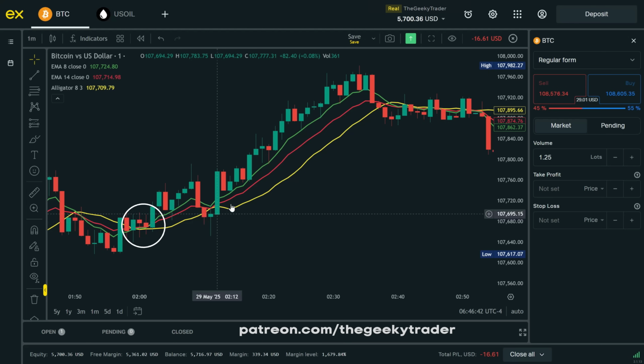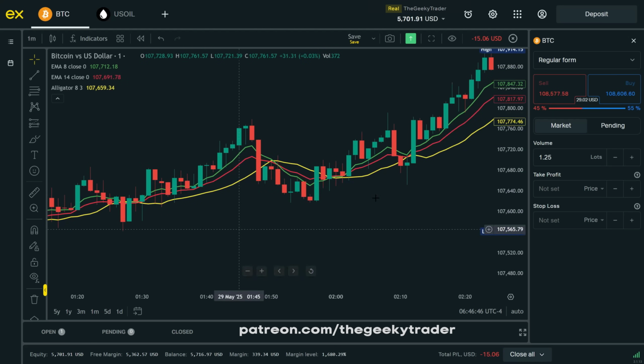For the exit, keep things simple and safe. As soon as you see the price closing below either the red line or the yellow line, that's your signal to close the trade. This way, you're locking in your gains and protecting yourself if the market changes direction. So there you have it. We've got a great buy signal, a solid plan to enter, and a smart exit strategy to stay ahead. Let's keep moving and find more of these awesome setups.